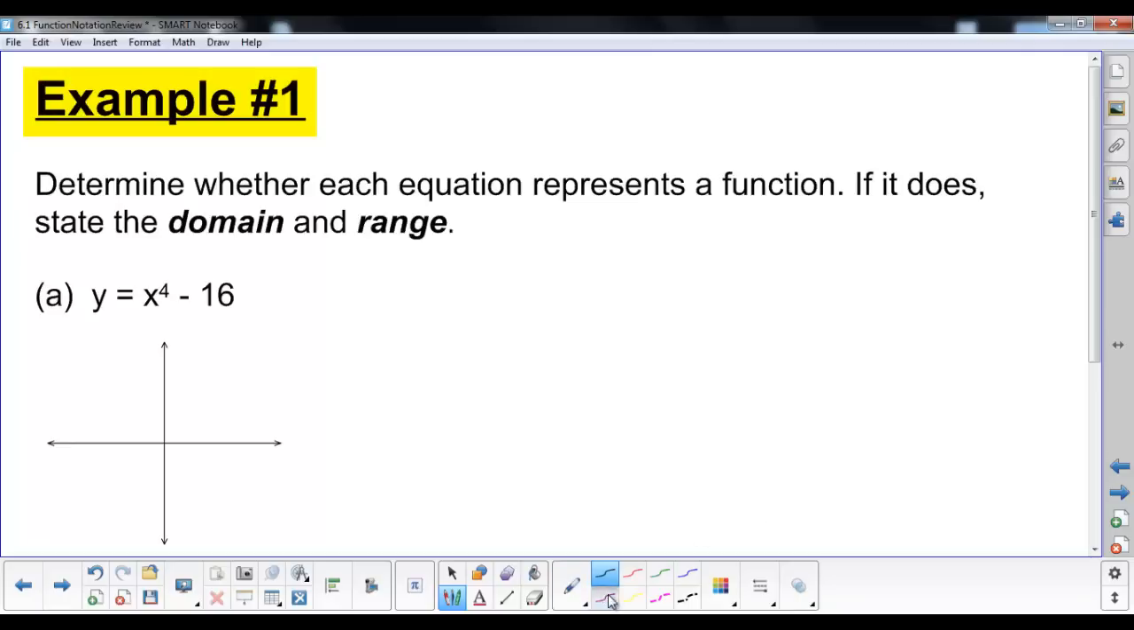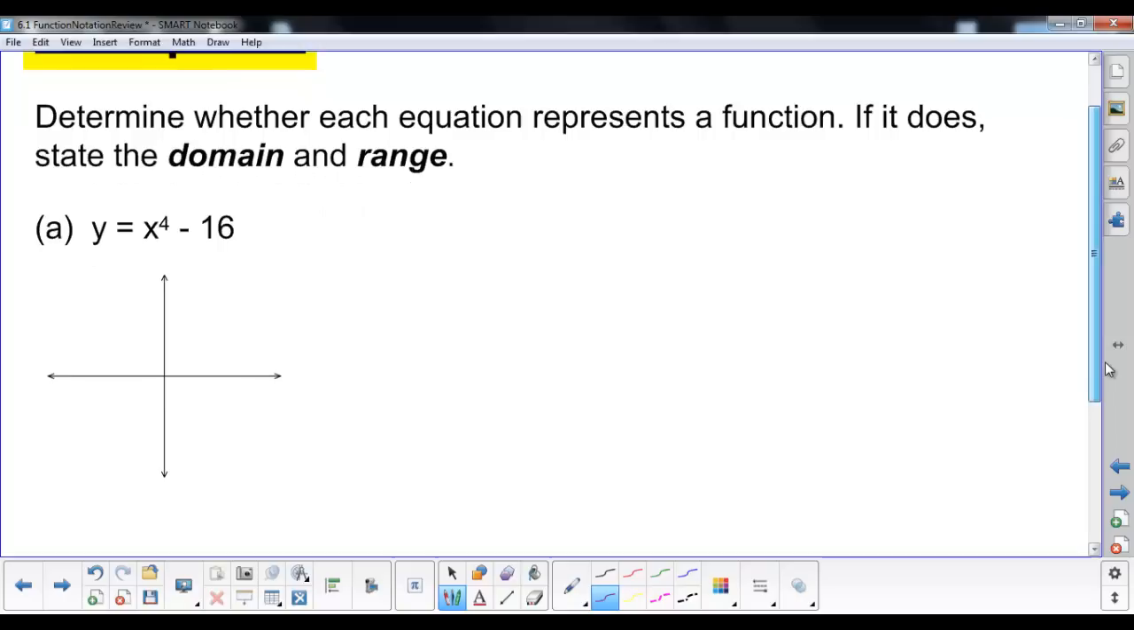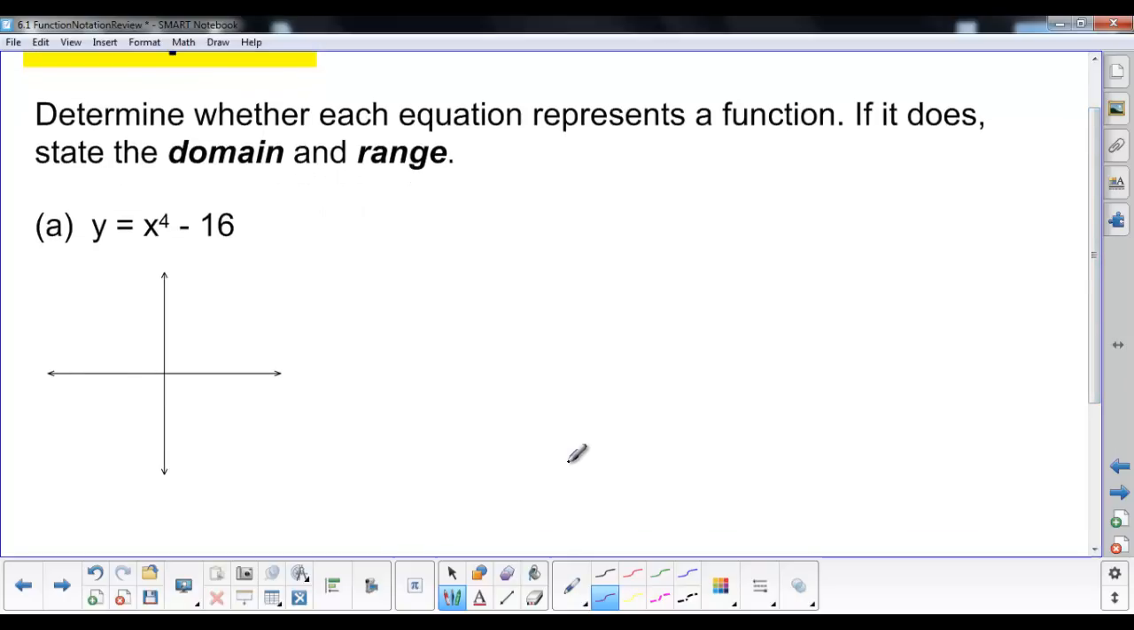So we'll move on to example 1. We want to state the domain and range and state whether the graph that we draw is a function. So the first thing we're going to do is graph. We have a quartic here. If I wanted to graph this, I would want to find my x-intercepts, my y-intercepts, and the direction of opening, so the end behavior.